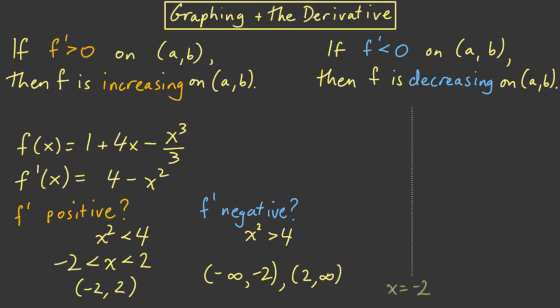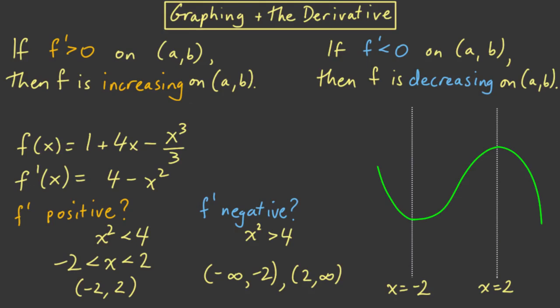So between x equals minus 2 and x equals plus 2, f is going to be increasing. So its graph will look something like this. Whereas to the left of minus 2, the graph will be decreasing, and also to the right of plus 2. So there we have it.